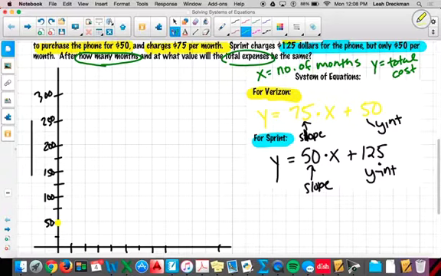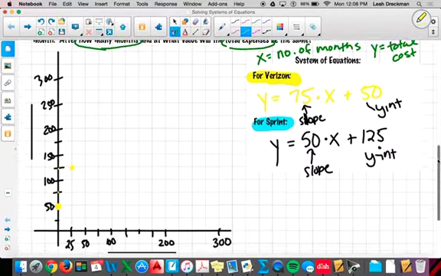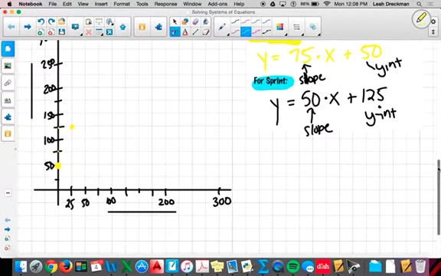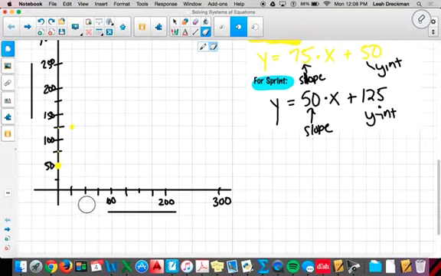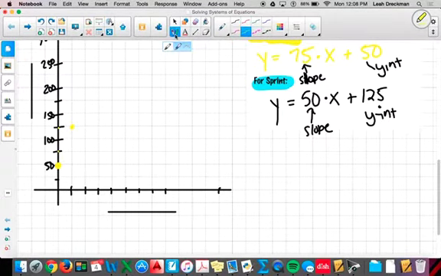So I'm going to go to my y-axis and mark it at 50. And then it rises 75 for every 1 unit. So I'm going to go up $75. Since I'm scaling by 25, that would be 25, 50, 75, and then over 1. So after the first month, oh, shoot, we didn't have to scale by 25s down there, did we? We're going to scale by ones.